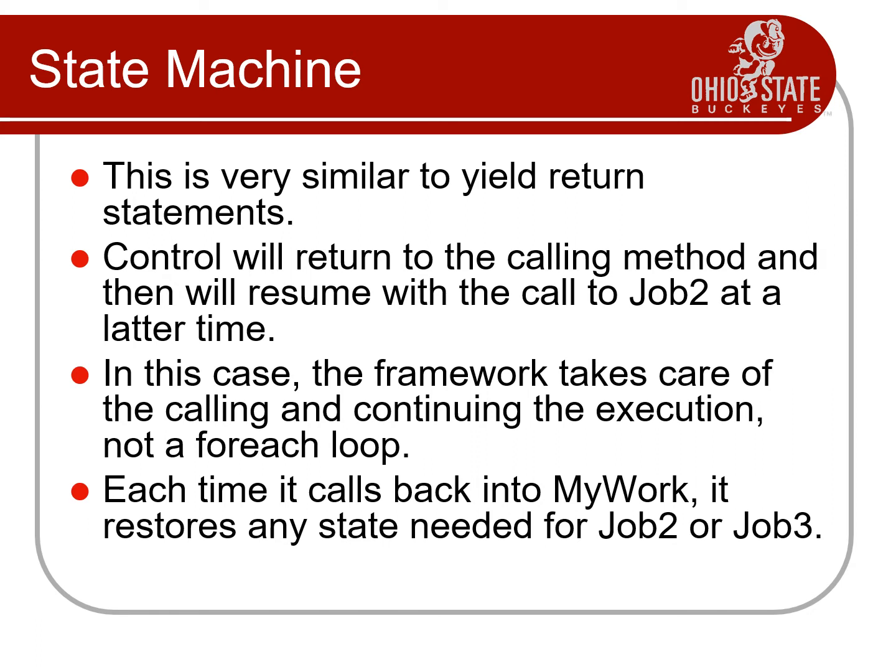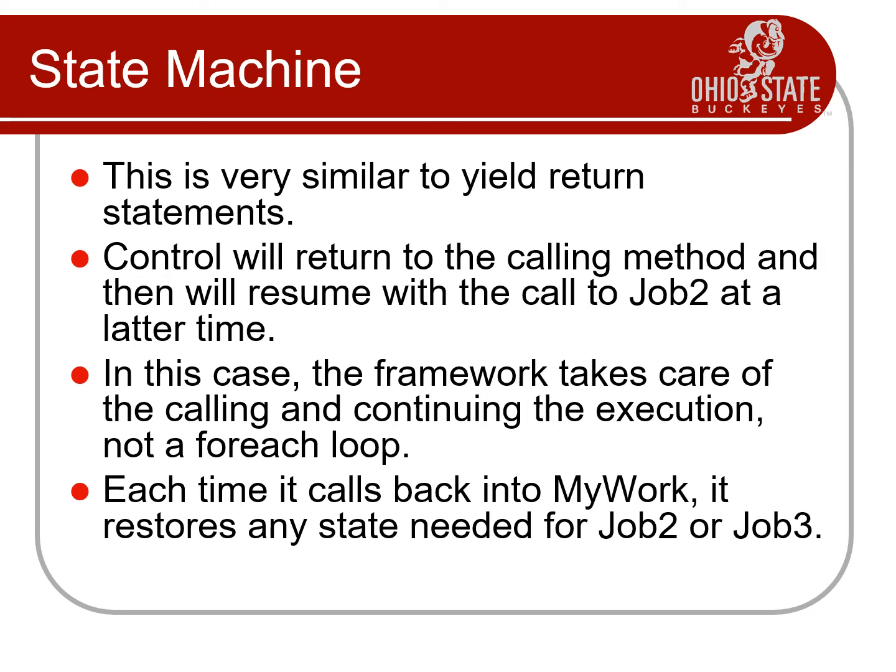One way to look at this is very similar to a yield return. Control will return to the calling method, and then we'll resume to call job 2 at a later time. So I'm going to return back to the calling method. It can do some more work, it can do whatever, and at some point in time, it'll come back in and call job 2. Unlike that explicit control you had over yield returns with your for loop or whatever you were doing inside your for loop, the framework handles all this calling and execution for you.